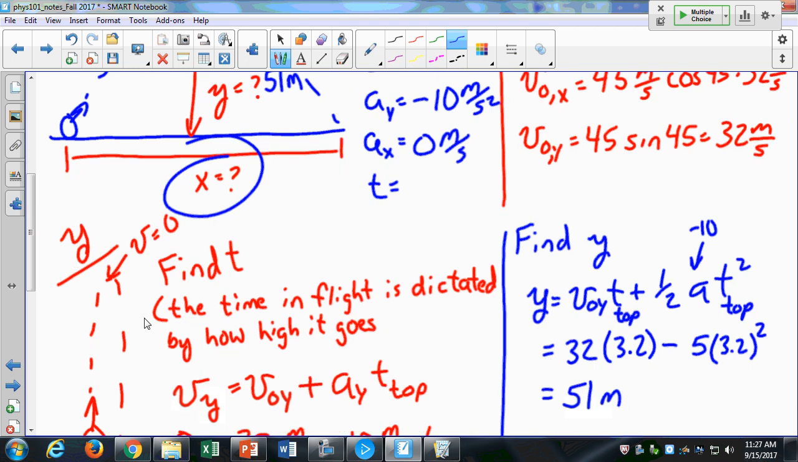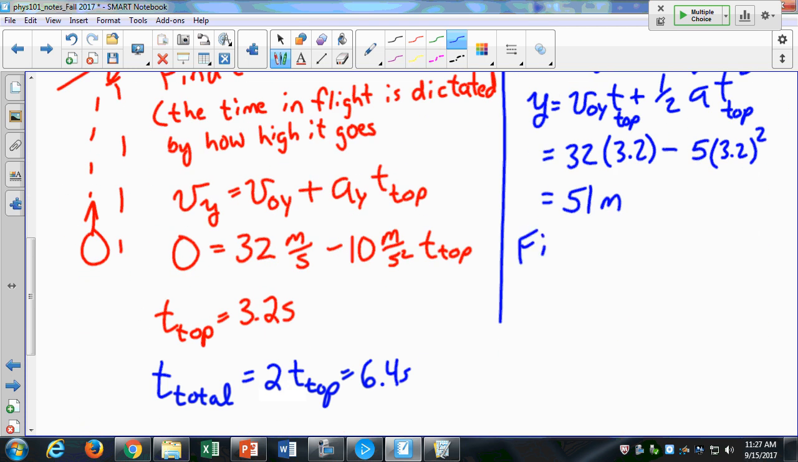Now I also want to find X. I say X is equal to V naught X times T. You say, well, we haven't seen that equation, but we really have. This is just a shortened version of this equation, but since A X is equal to 0, this whole thing goes away. So we're not introducing any new equations in this chapter. It won't be until next chapter that we'll see something new. We're still using those two kinematics equations. We're just applying them in different situations.